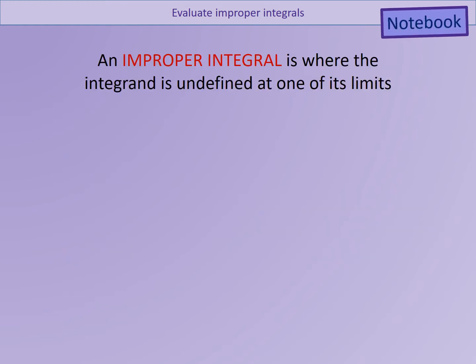Right, so grab your notebooks then, please. An improper integral is one where the integrand is undefined at one of its limits. It might be undefined because it's infinity, or it might be undefined because it's got an asymptote at one of those ends. You might also find that it has an undefined point partway through its limits. Okay, so it's not very clear on that explanation, but I'll write that down for you again in a second. So it's where the integrand is undefined at one of its limits or at any point between the two limits.